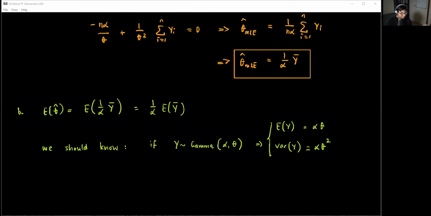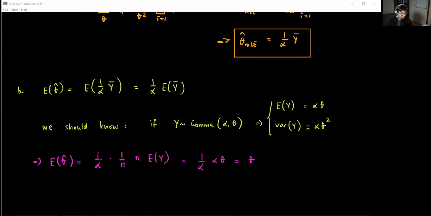All right. So therefore, we can now conclude that the expected value of theta hat is equal to 1 on alpha times 1 on n, the expected value of y. No, sorry. 1 on n, and then you have n times the expected value of y, don't you? Okay, which gives you 1 on alpha times alpha theta, which is equal to theta. Okay, so you can actually say here that since the expected value of theta hat is equal to theta, that means that theta hat MLE is unbiased. That's a very nice result. Okay, it's unbiased, all right?